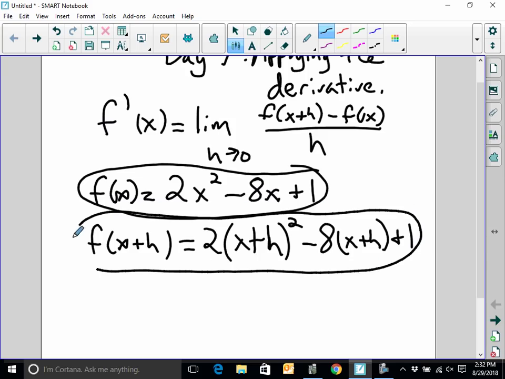So here I see an equation for f of x plus h. I see that f of x plus h is really 2 times the quantity x plus h squared, minus 8 times the quantity x plus h, plus 1. It looks a lot like f of x. It's just that everywhere we see an x, we're plugging in an x plus h. Okay. Now we're going to execute this derivative.